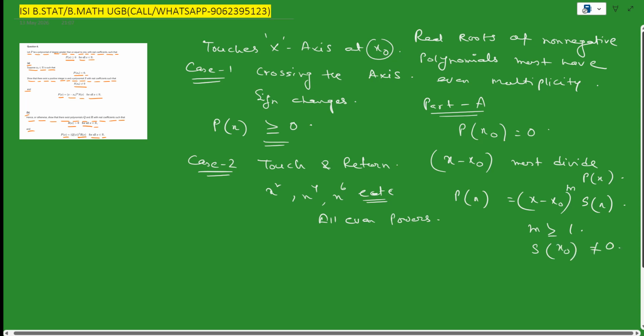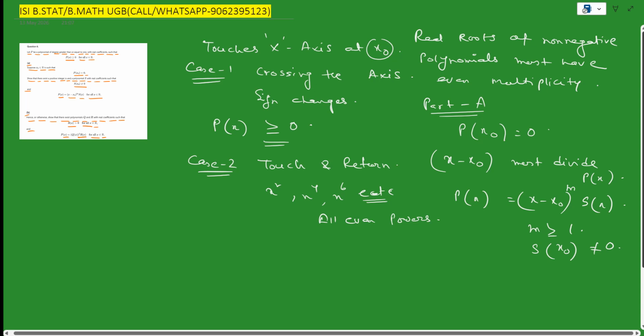Now why S of x0 not equal to 0? Because we have already extracted all possible factors of x minus x0. So this is the standard multiplicity theory. Now what can m be? Odd or even? This is the whole game.